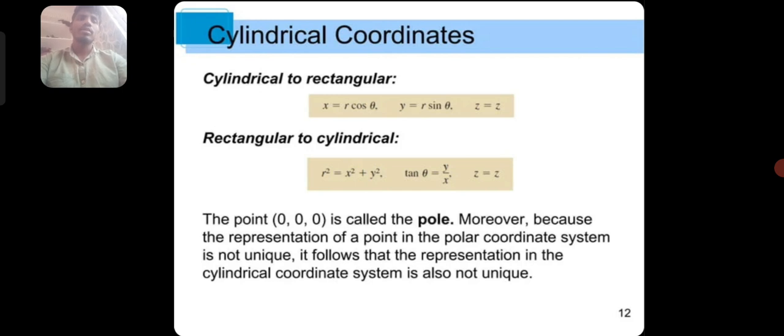Moreover, the point (0, 0, 0) is called the pole. Moreover, because the representation of a point in the polar coordinate system is not unique, it follows the representation in the cylindrical coordinate system is also not unique.